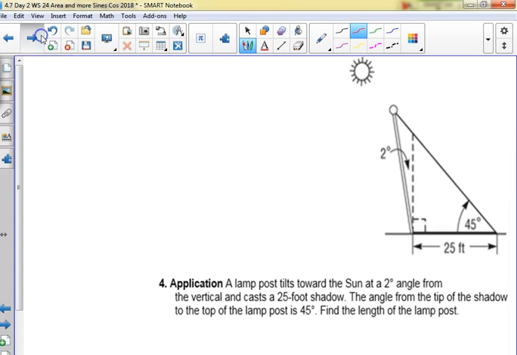All right, question number 4 is an application. It says the lamp tilts 2 degrees from vertical. So that means this whole angle is 92 degrees. And they want us to find the length of the lamp post here. Okay. If we have a 92 and a 45, we need to find this angle up top. 180 minus 92 and 45.